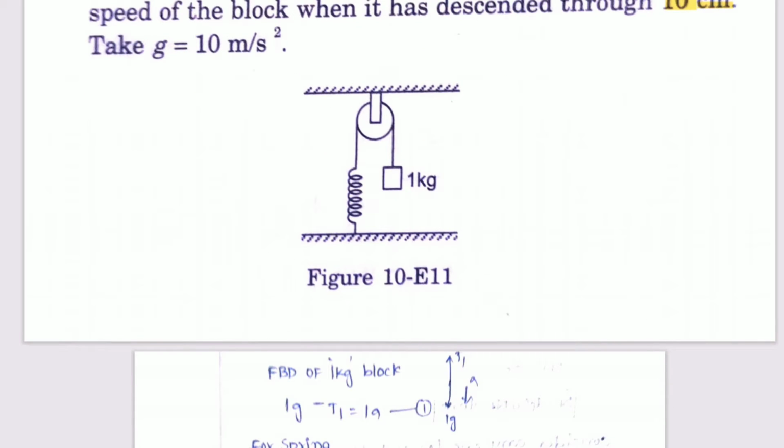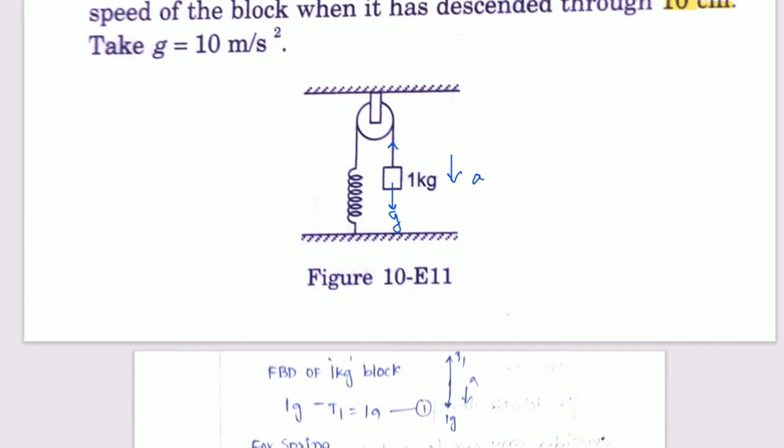See the diagram. g is acting downwards, so the acceleration is also going downwards. So the tension in the string goes up.